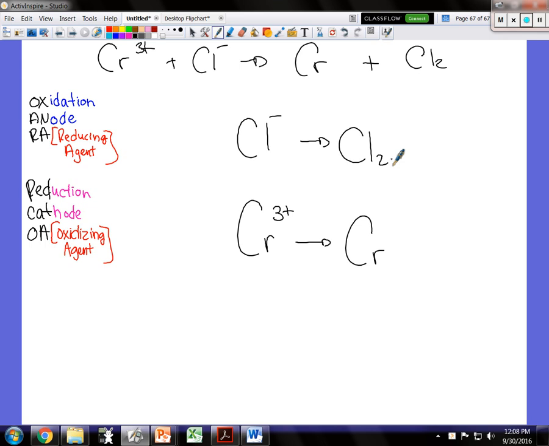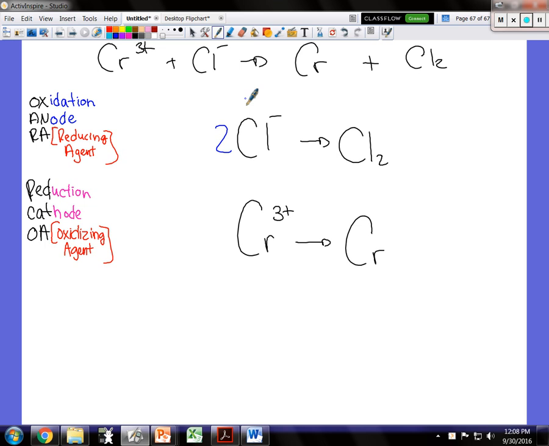It says balance all elements besides who? The H's and O's. So let's look at our first one. I've got one Cl and 2 Cl. So what do I put, a 2 in front of which side? The left side. So are my chlorines balanced? Okay? Let's look down there at chromium. I've got 1 chromium, 1 chromium. So what's happening? I'm good. Does that make sense? It doesn't? Okay. So we're done with number 2.